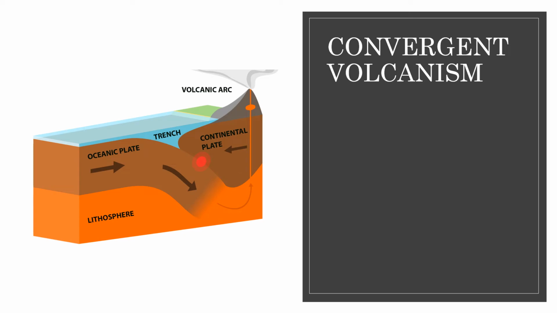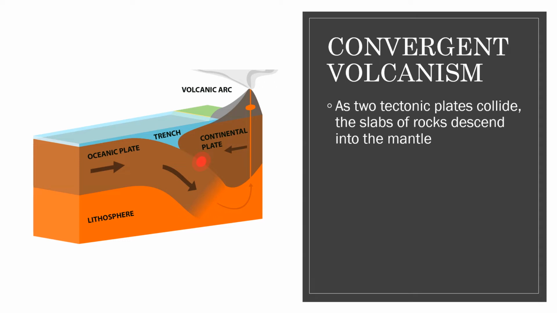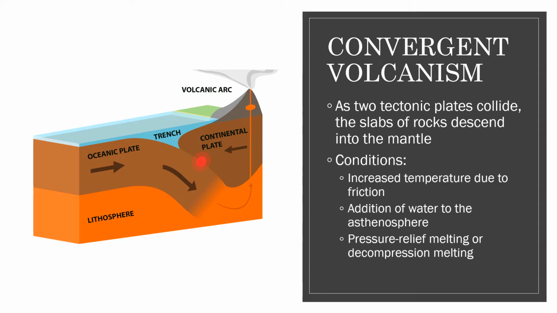Okay, so as two tectonic plates collide, the slabs of rock descend into the mantle. The heat generated by this mechanism facilitates the formation of magma. Magma production at the subduction zone occurs due to the following conditions. First, increased temperature due to friction. We have to take note that friction heats rocks as one plate moves under another. The additional heat contributes to melting.